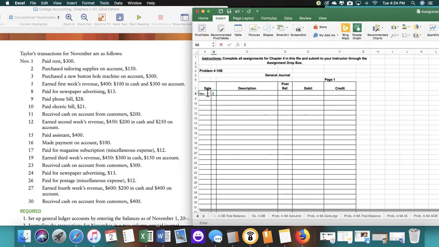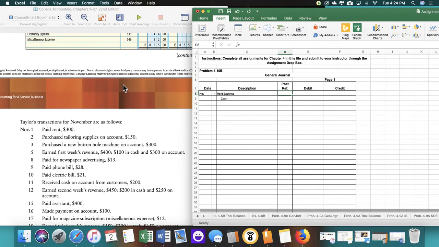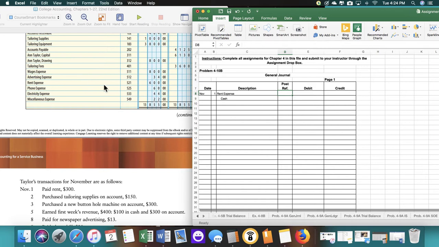So the date, November 1st, it's going to be rent expense, cash, and then you would put the account number. So rent expense is 521, cash is 101, the amount is $300. And then you would just keep on going.